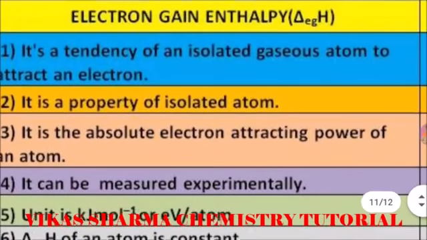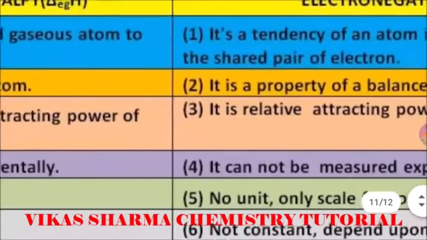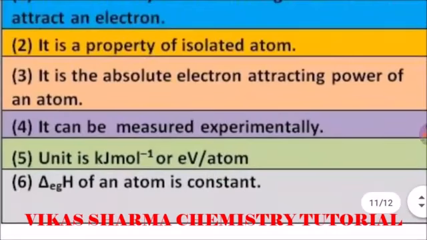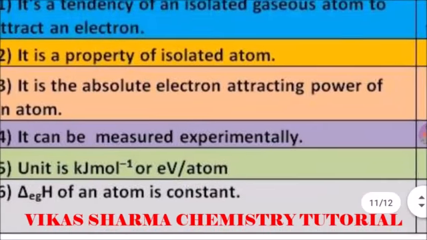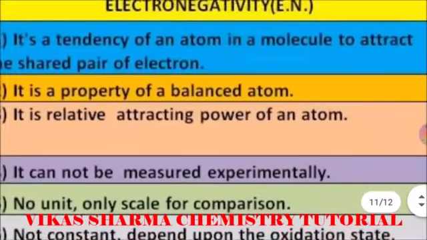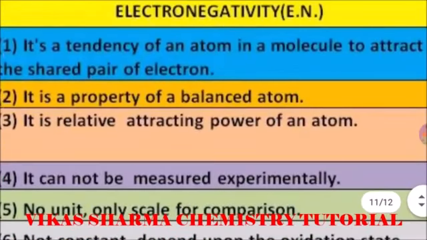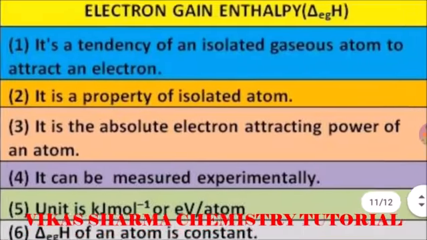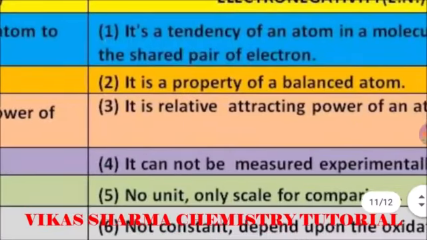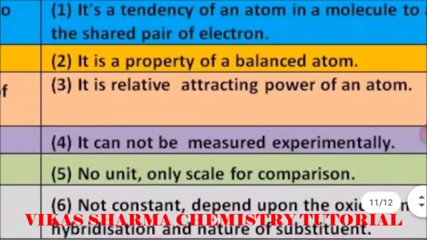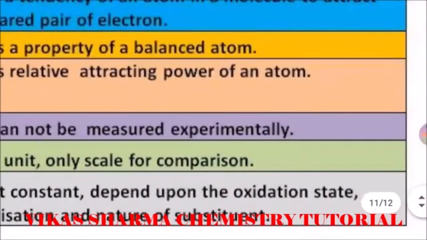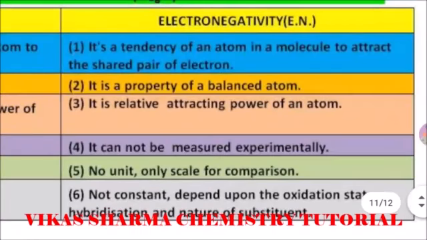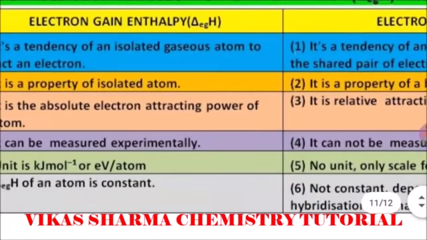And fourth, electron gain enthalpy can be measured experimentally. We can calculate it in kilojoules per mole, but electronegativity cannot be measured experimentally. It is only a relative strength. The unit of electron gain enthalpy is kilojoule per mole or electron volt per atom, but electronegativity has no unit, only a scale for comparison. And electron gain enthalpy of an atom is constant. It gives a definite value, but electronegativity is not constant; it depends upon the oxidation state, hybridization and nature of substituent.